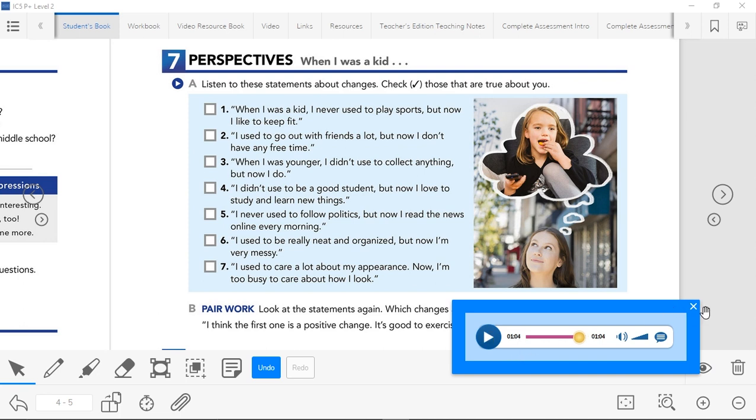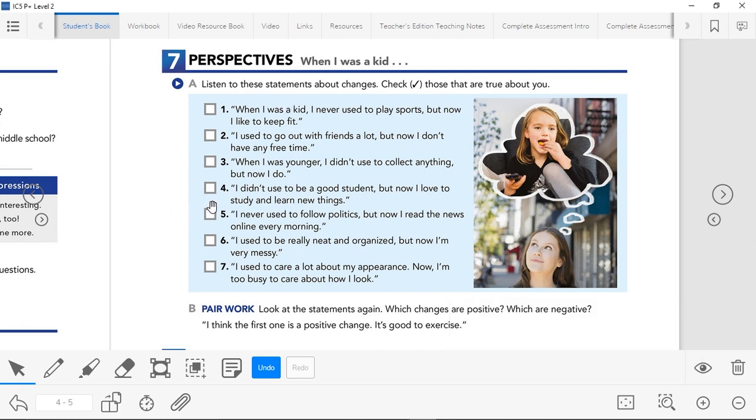Okay, very good. Maybe some of these are true about you. Perhaps like being organized and neat and now being very busy, or thinking about politics. For me, there's actually nothing that is true about me. Maybe this one, but the other way around. I used to be very messy and now I'm more neat and organized. That can be something true for me.